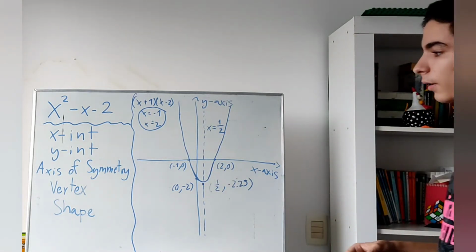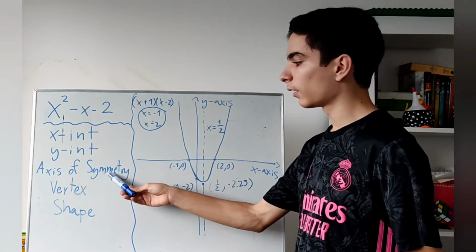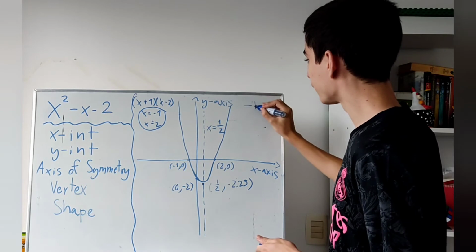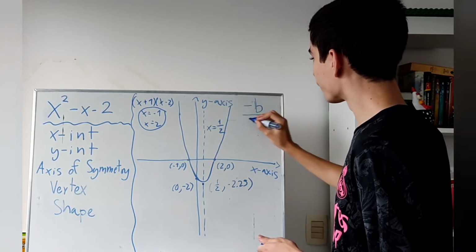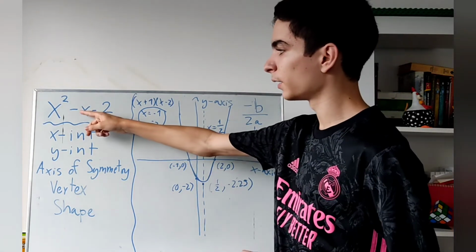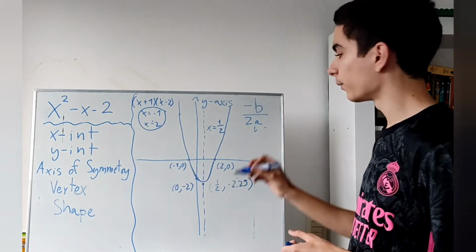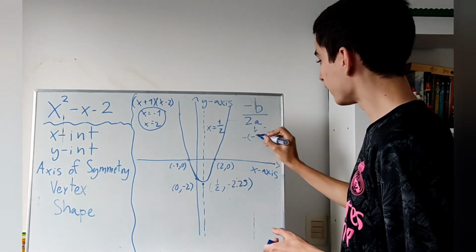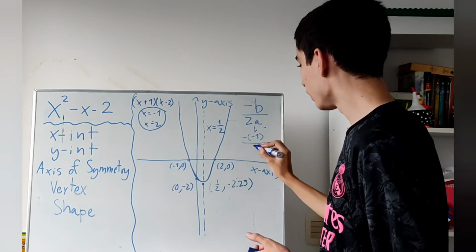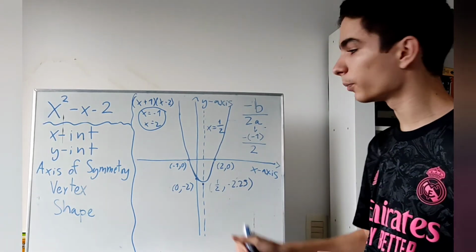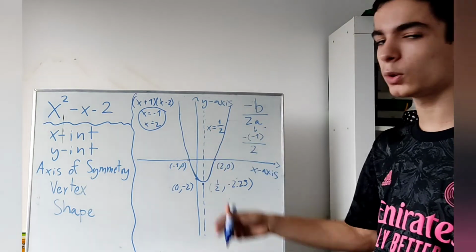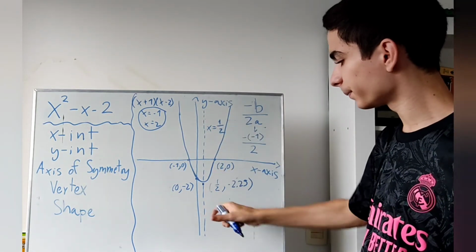Now let's take a look at the axis of symmetry, which is given by the formula negative b over 2a. Here b is negative 1, so negative b is 1, and 2 times a is 2, which means that the axis of symmetry is going to be at x equals 1/2. Here it is.